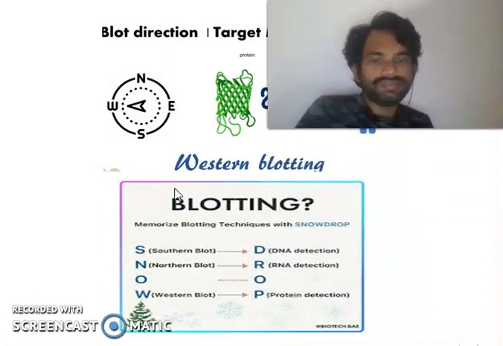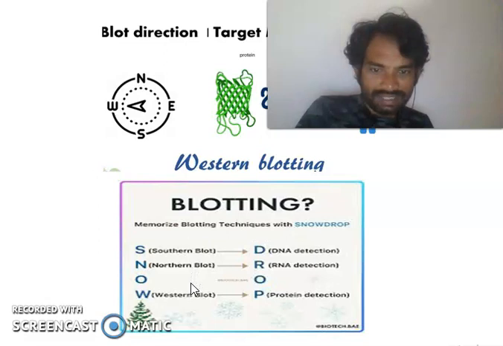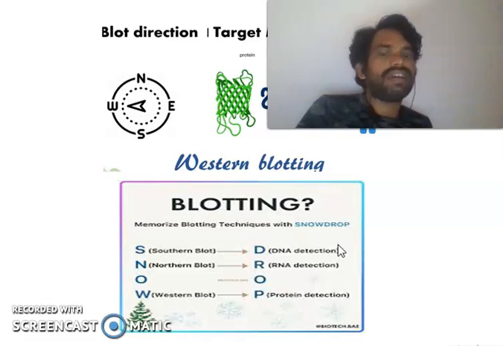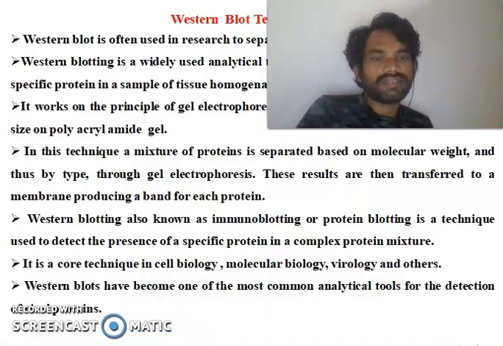You can see here that blotting is mainly of three types. To memorize, we can simply call it SNOWDROP. S means Southern blot, and D is for DNA detection. The Northern blot technique is used for RNA detection. The Western blot technique is used for protein detection. To memorize it, you can simply keep SNOWDROP in your brain. Then we will move on to the next one.